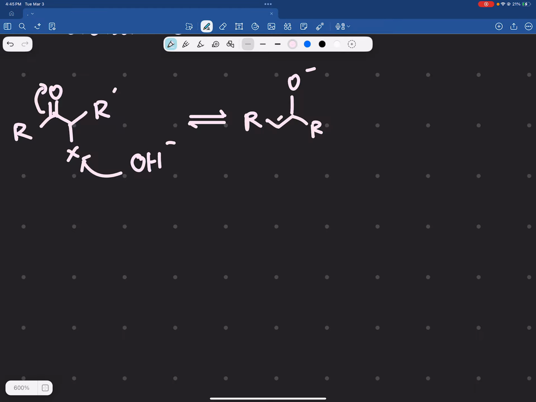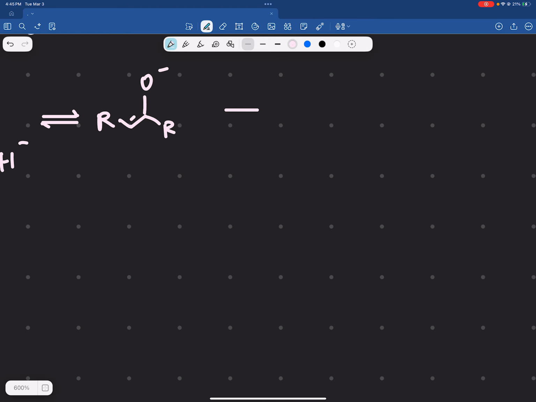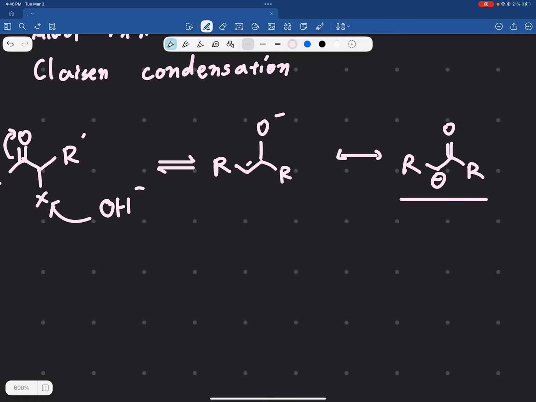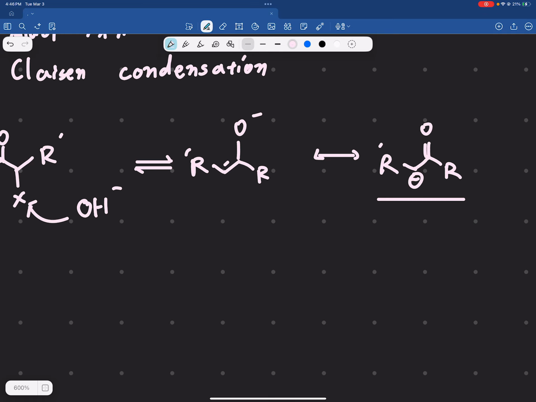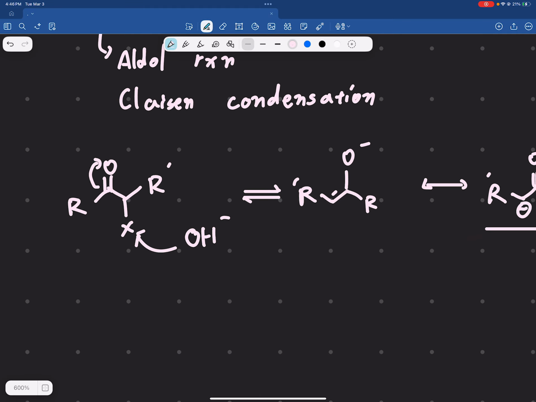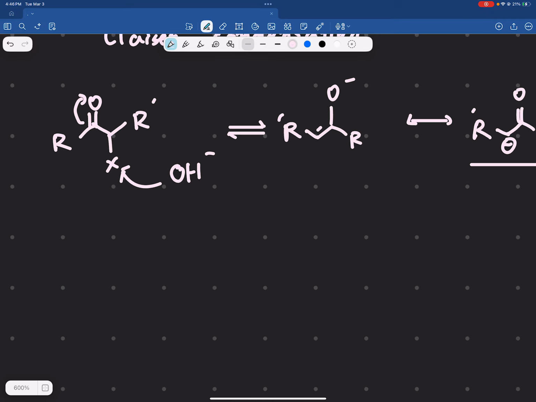Put that negative charge on the oxygen, but we can also put down its resonance structure, which looks like so. And this resonance structure is what we're mainly going to be looking at today. So this is how an enolate is formed. This is the synthesis of an enolate.